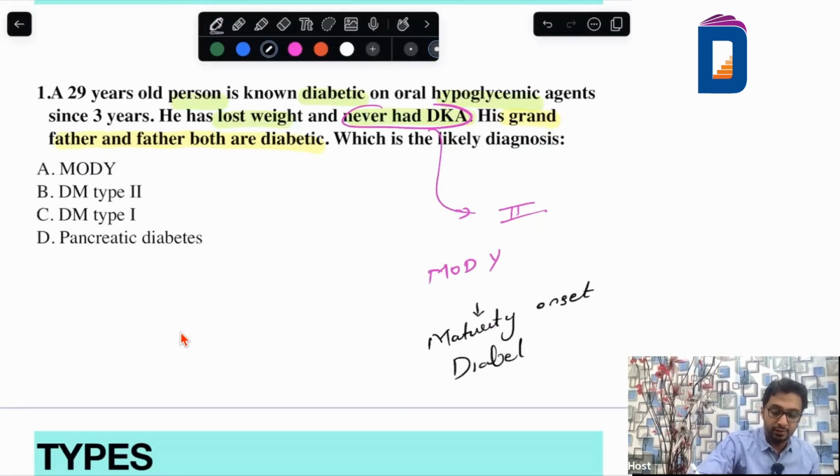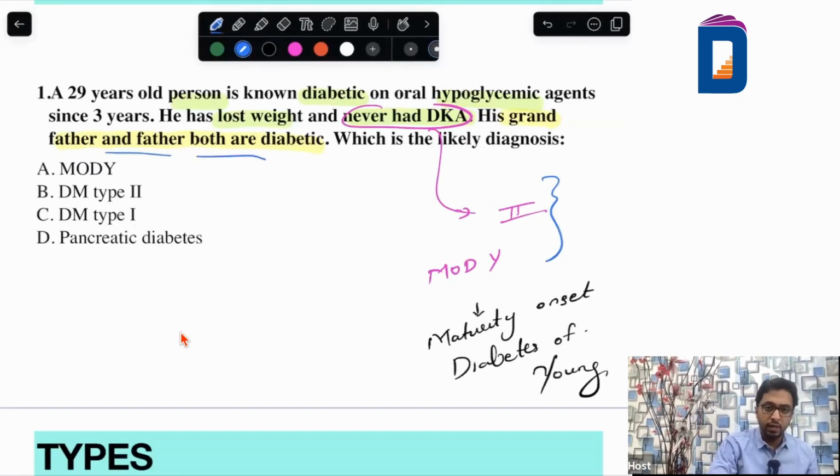Diabetes of the young. So those are two possibilities where you don't get decay. Type 1 is decay. But now, how do you differentiate between these two, type 2 and MODY? Okay, MODY. I'll say it as MODY. How do you differentiate between these two? That is what the inheritance pattern is. Now what they're saying is in MODY, there is something known as vertical transmission.